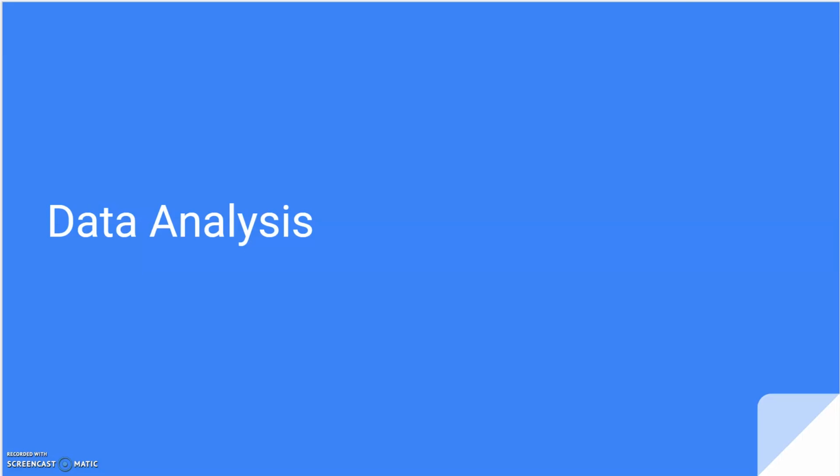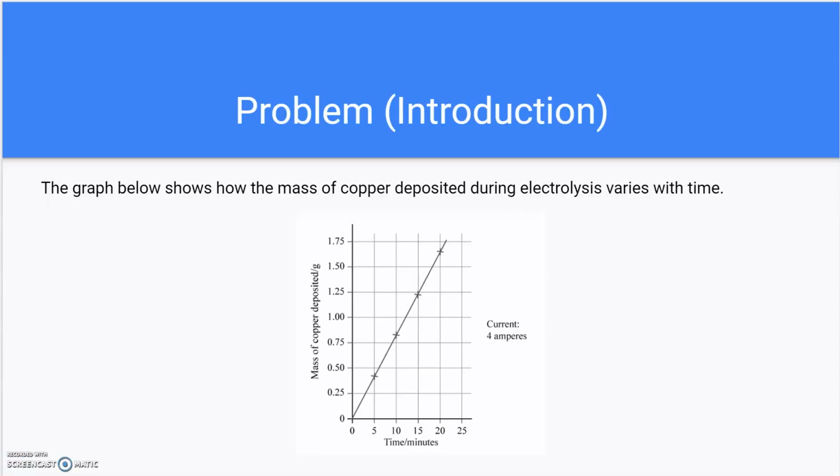Alright, so welcome to the 11th video. This problem is going to be about data analysis. We'll be given a graph and we'll be asked to analyze it and answer questions about it. So the question says the following. First, it says the graph below shows how the mass of copper deposited during electrolysis varies with time. It is the mass varying with time.